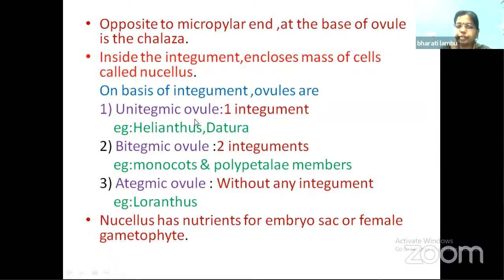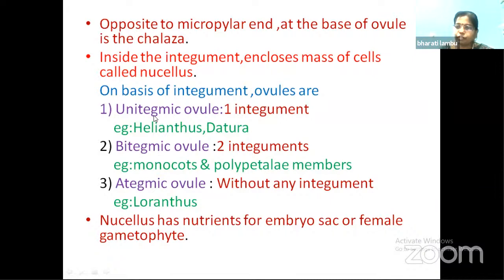In the unitegmic ovule, the gymnosperms are also present. Ategmic ovule means they don't have any integument. So it is seen generally in the parasitic plants. Example for this is Loranthus, Santalum also, that is sandalwood also. So the integuments may be present, may be absent. The nature of the integument can be one layer or two layers or completely absent.